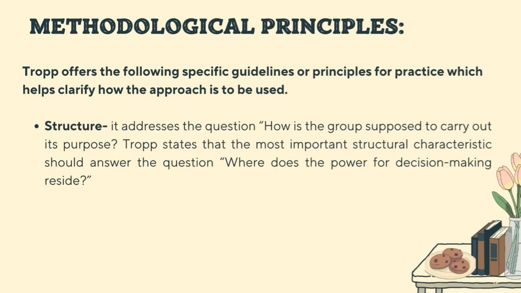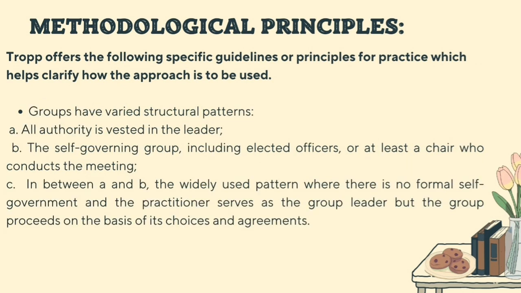Structure addresses the question, how is the group supposed to carry out its purpose? Tropp states that the most important structural characteristic should answer the question, where does the power for decision making reside? Groups have varied structural patterns. A: all authority is invested in the leader. B: the self-governing group, including elected officers or at least a chair who conducts the meeting.